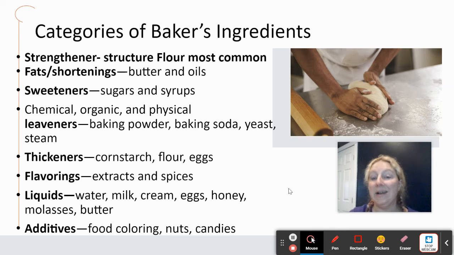Thickeners are going to help bind and hold things together. These are generally in the form of starch, like cornstarch or flour, but eggs are also a binding agent as well. Flavorings, there's a huge variety.